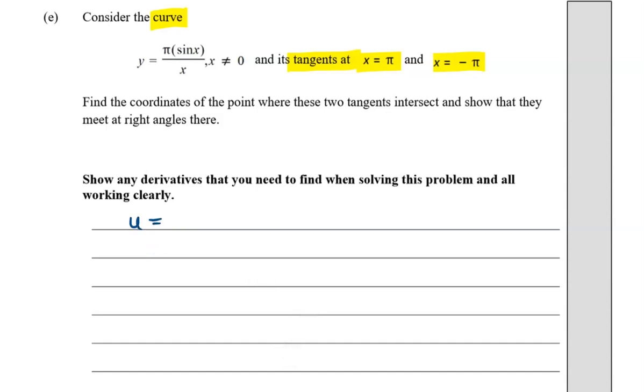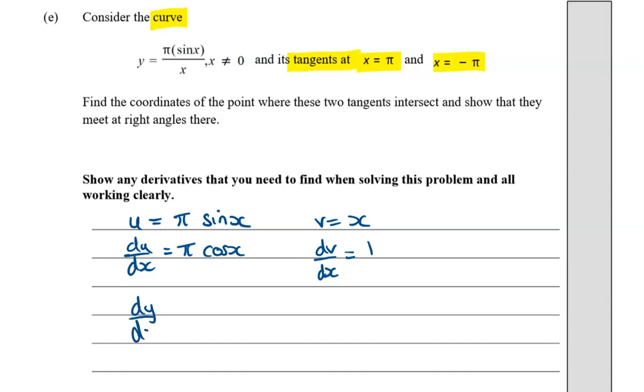So let's set up u is pi sine x, v is x, so du by dx and dv by dx. We get pi cos x and 1, so dy by dx is v du by dx, so x pi cos x, minus u dv by dx, that's pi sine x, all over v squared.